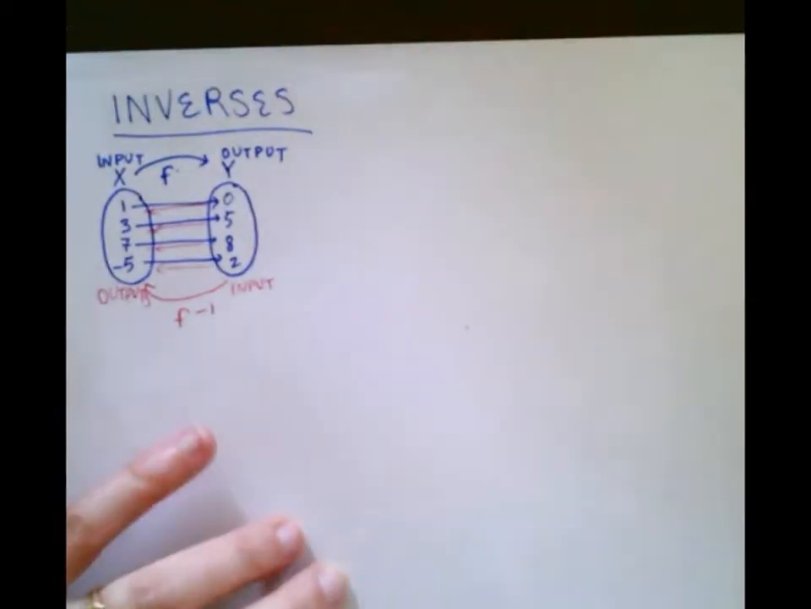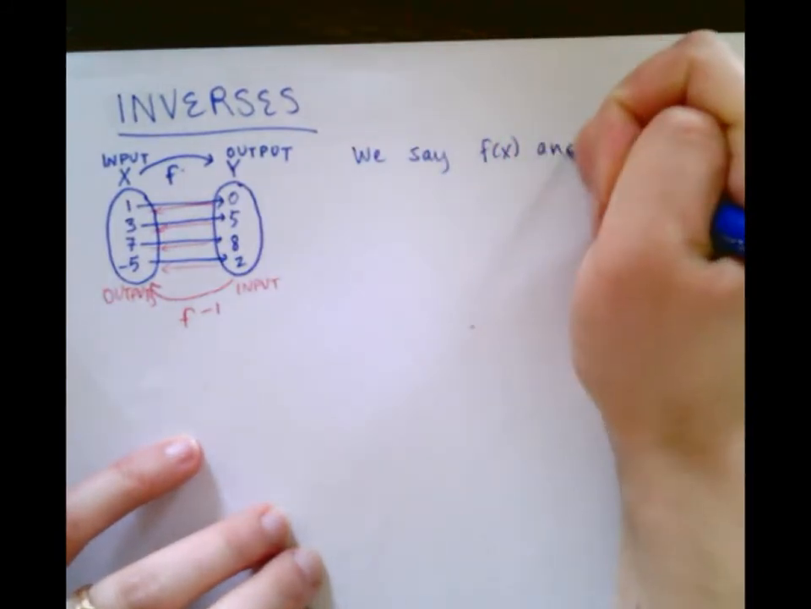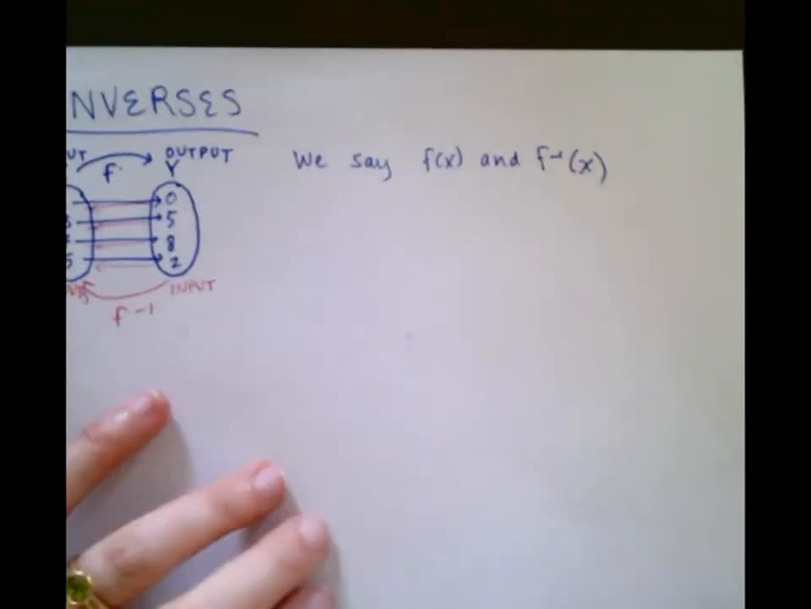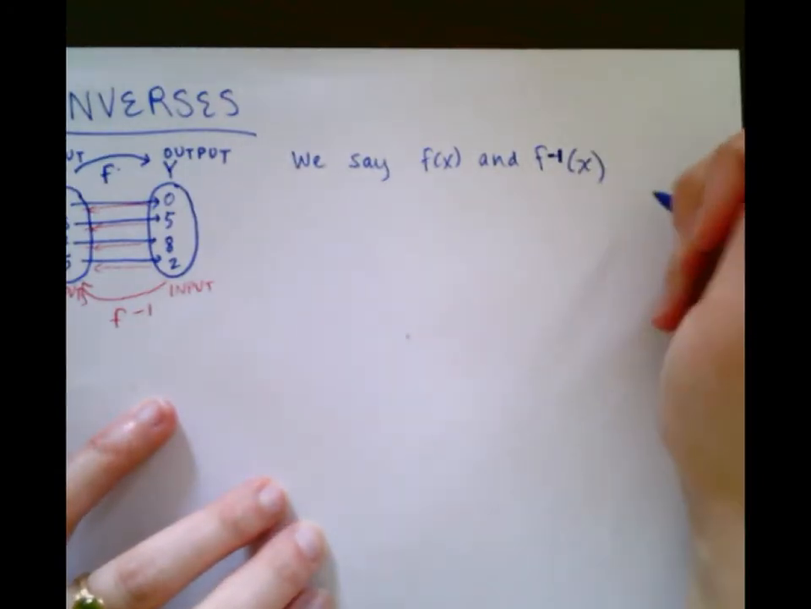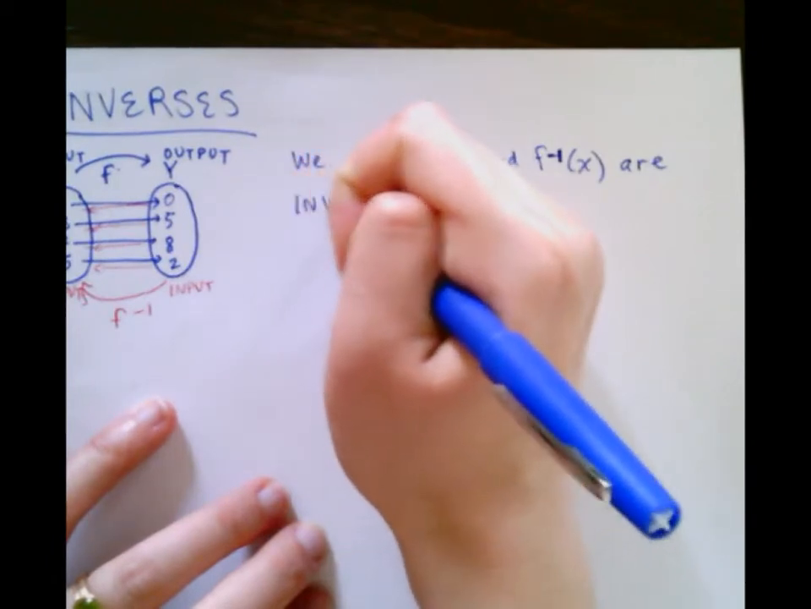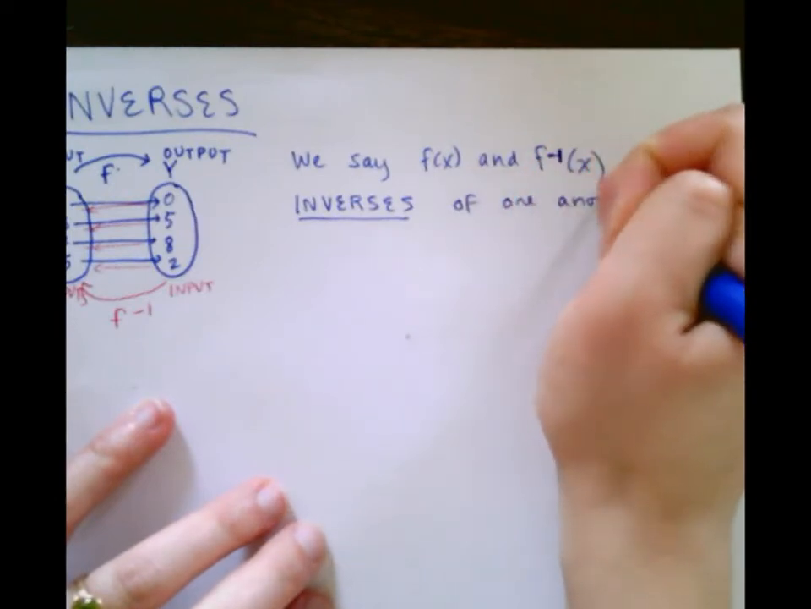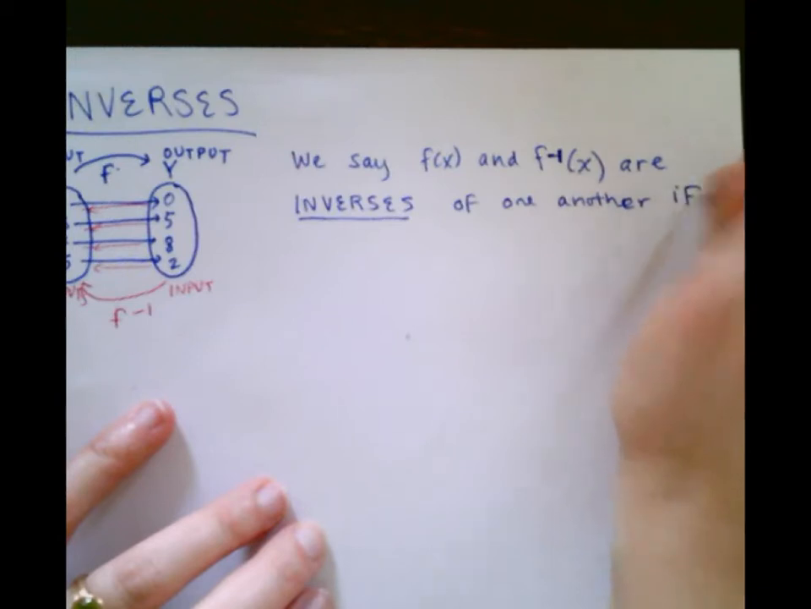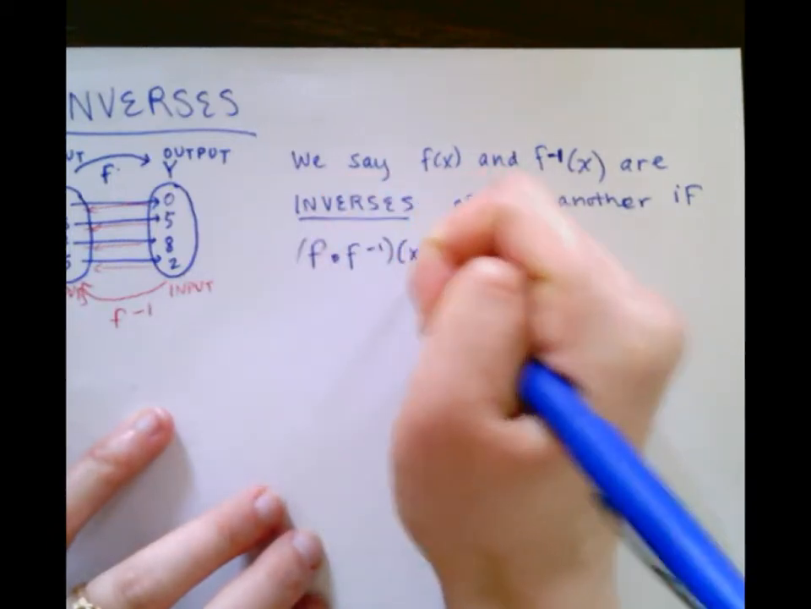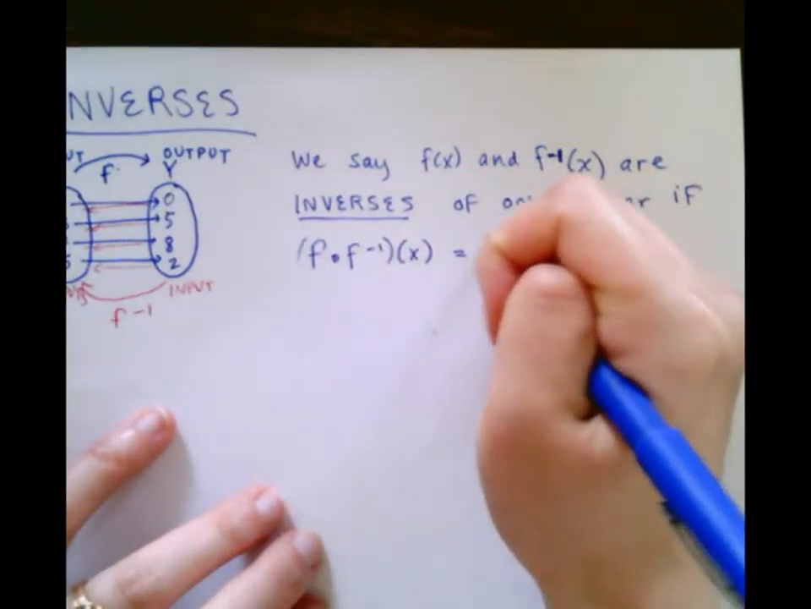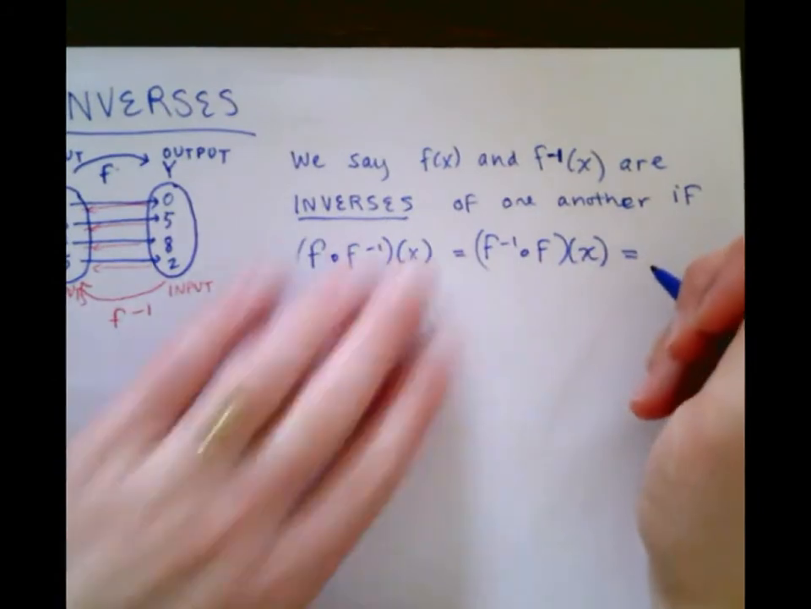Then let's formalize that a little bit more with some words. So we say f of x and f inverse of x, that's a -1, not sure if you can tell, are inverses of one another if, when you compose them together, f composed with f inverse of x is equal to the other order of the composition, f inverse composed with f of x, and both of those are equal to x.